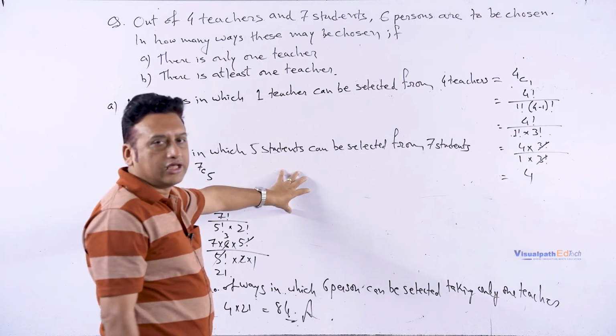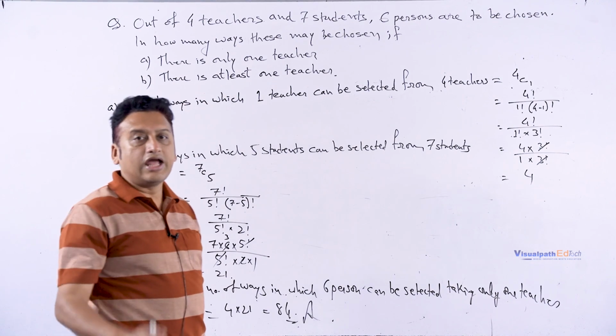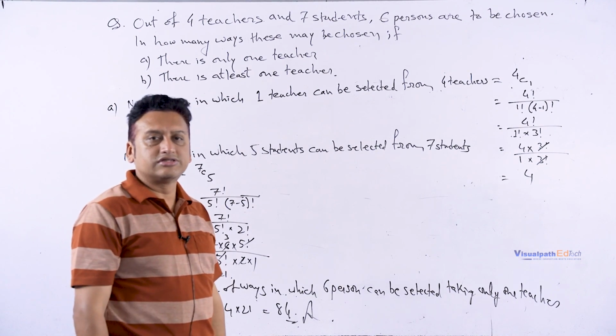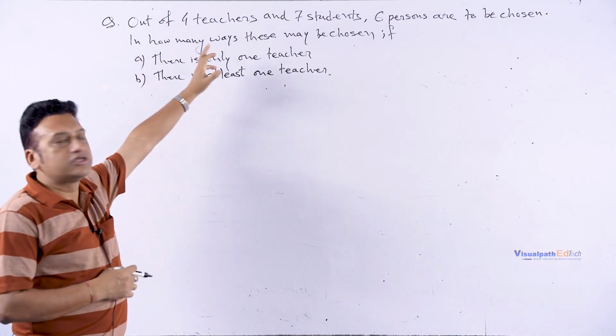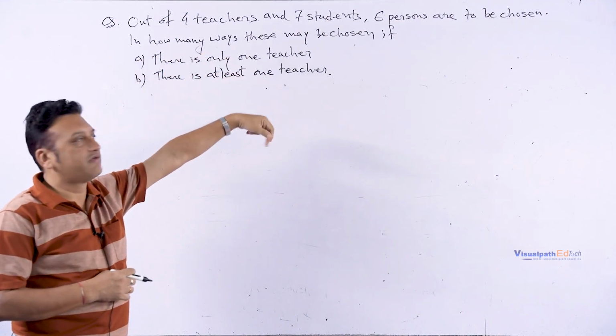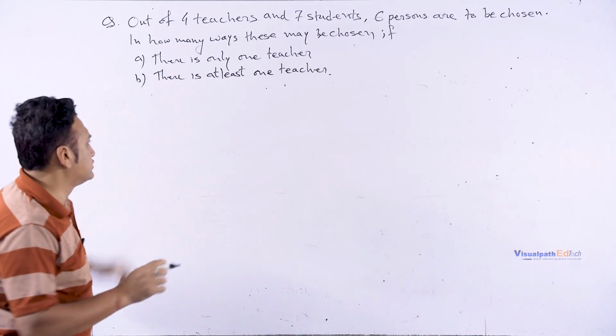That is part A. Next, I am going to show you part B, where it says that at least one teacher should be selected. Okay, so let us come to part B. Now, it says out of 4 teachers and 7 students, 6 persons will have to be selected, but given that there have to be at least one teacher.